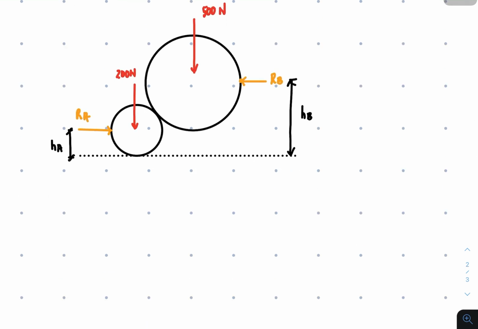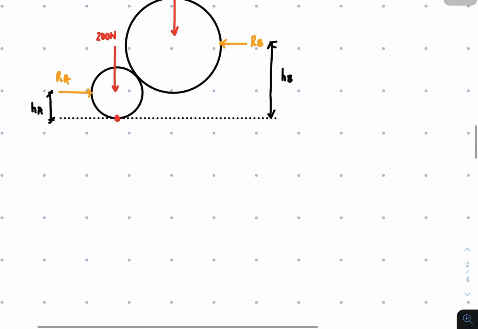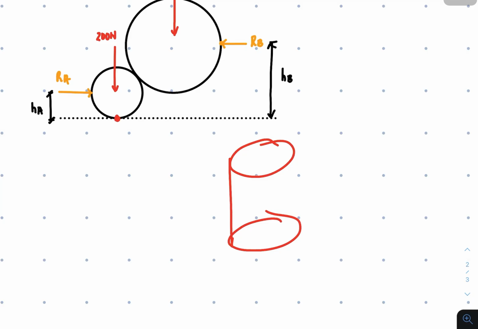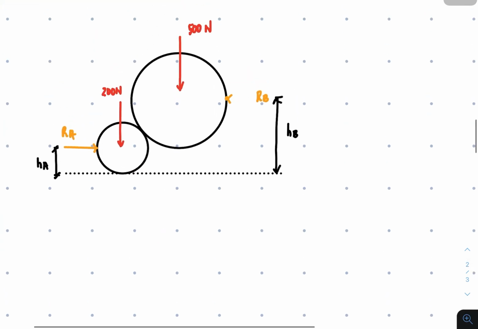Okay, how about here? Do we have a contact force that influences the movement of the cylinder? No, because again our cylinder is open at both ends. So it is open the same way here. Since it is open, it has no influence on the cylinder. So there is no point of contact there. So let's just delete that. Okay, so these are the only forces that have a point of contact with the cylinder.